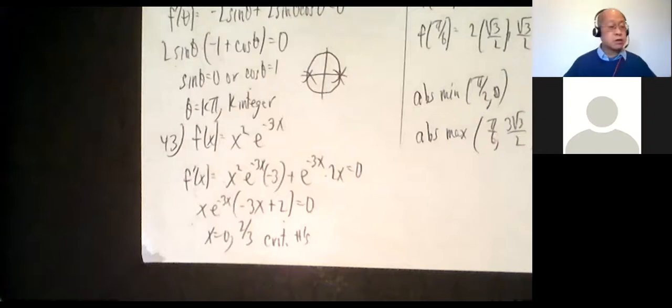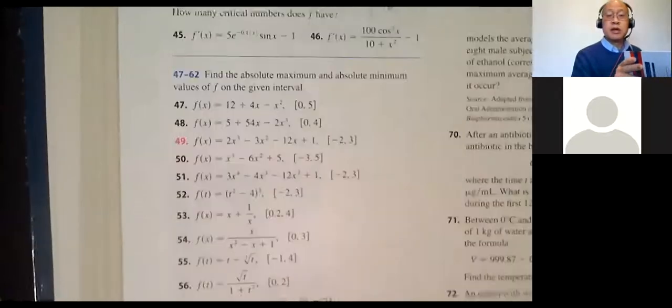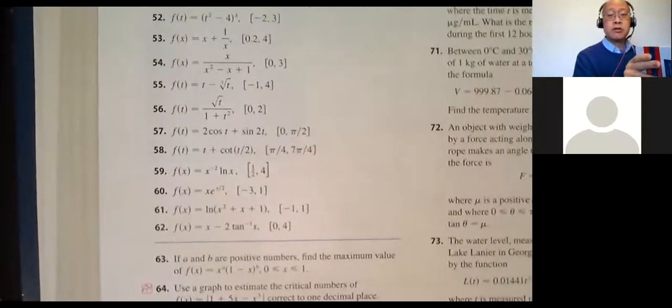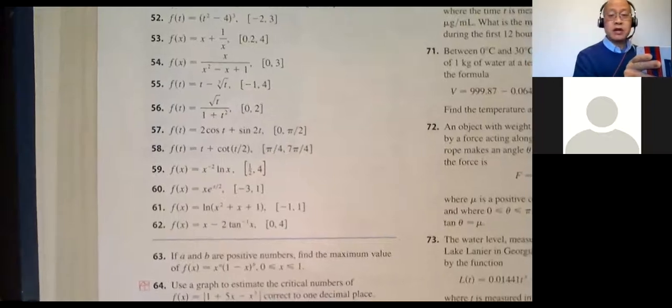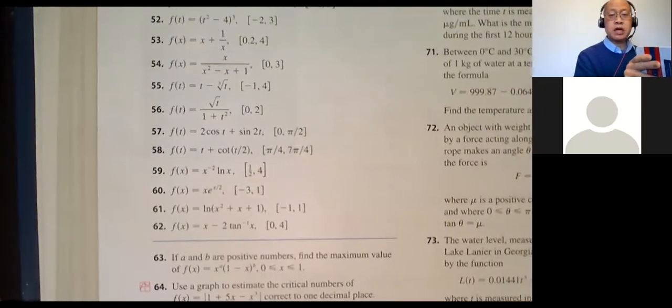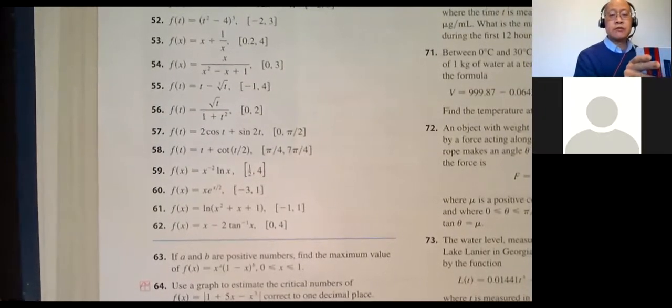Okay, then the last one I was going to show you for this section was 57. And then I believe I'll be done with section 1. Yeah, then I can start section 2. So 57, a trig one. So this is, again, find the absolute max and min on a given closed interval. So 57, f of t is 2 cosine t plus sine of 2t between 0 and pi over 2.